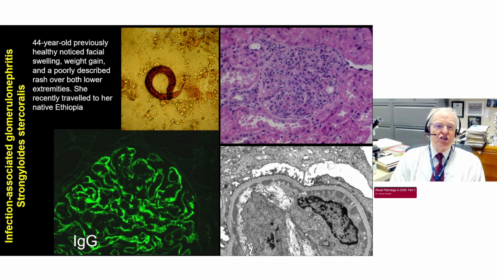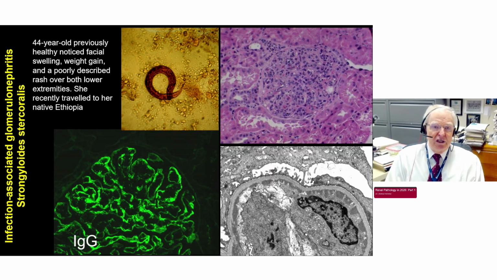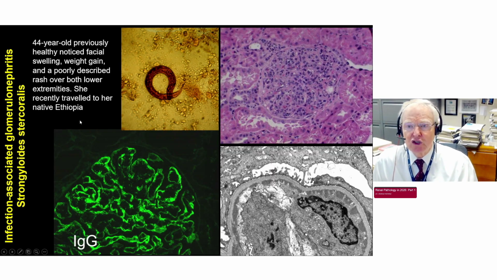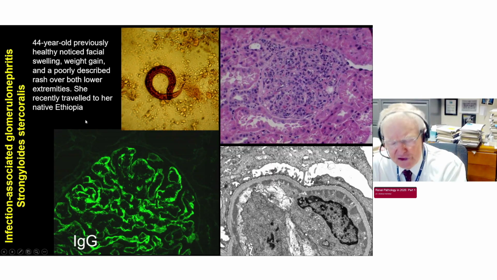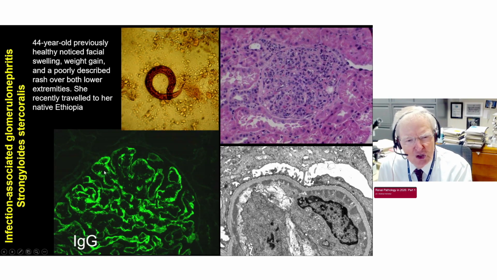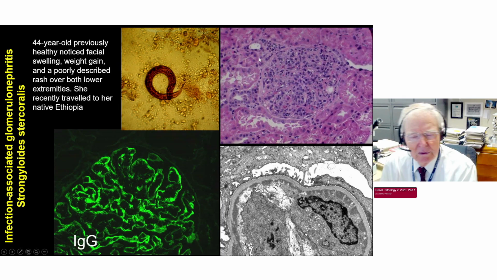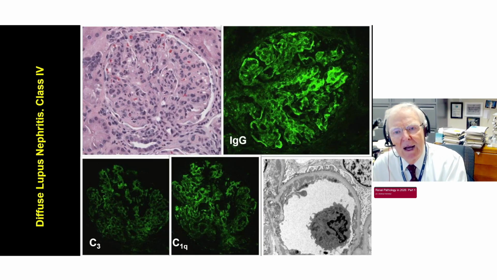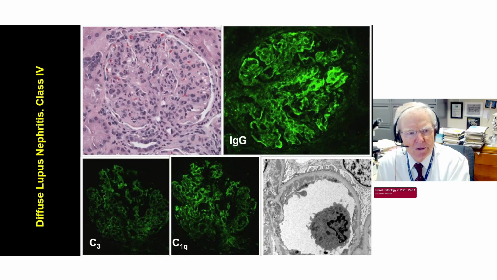Rarer instances of infection include even parasitic infection. This is a patient that had strongyloidiasis acquired in a trip to Africa. And again, you see the very dominant IgG now leaning against the basement membrane, the electron-dense deposits, and the diffuse proliferative pattern and diffuse endocapillary hypercellularity in this patient.